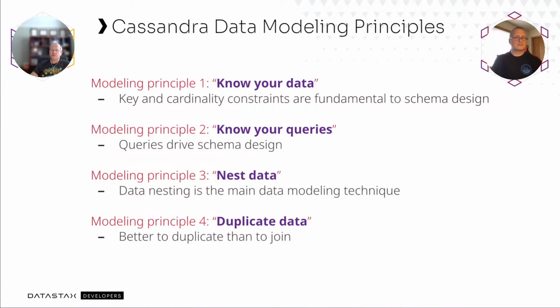And the last one, very simple. It's better to duplicate data than to try to do a join. You can still do an application join if you wish. So you can retrieve something from one table, get the ID and retrieve from the next table in your application. But that's not the most efficient access pattern. The most efficient access pattern is you want to touch one partition in one query.